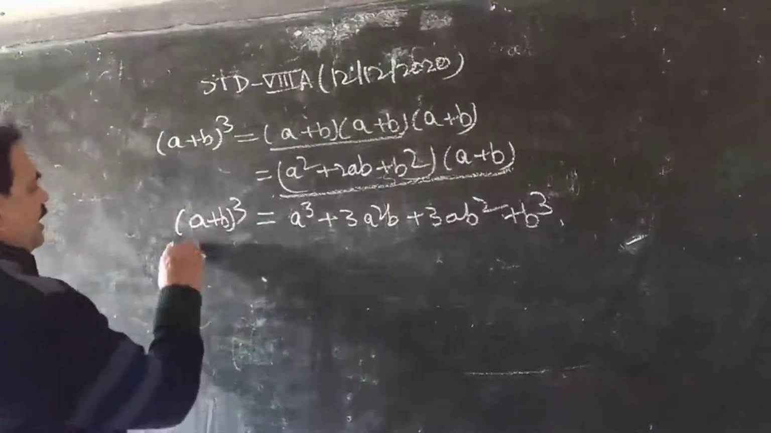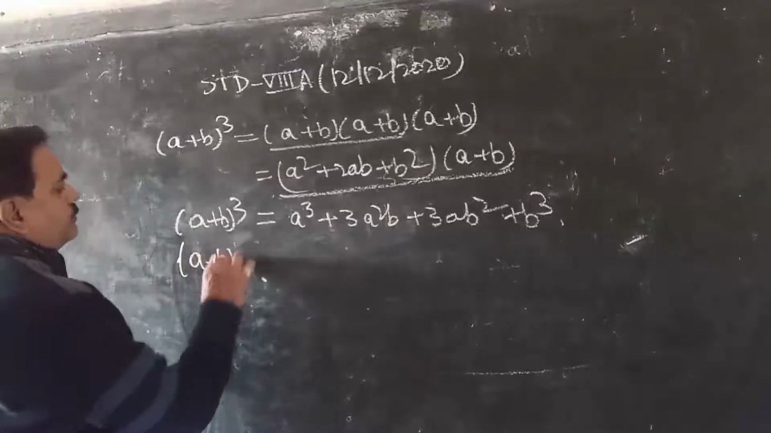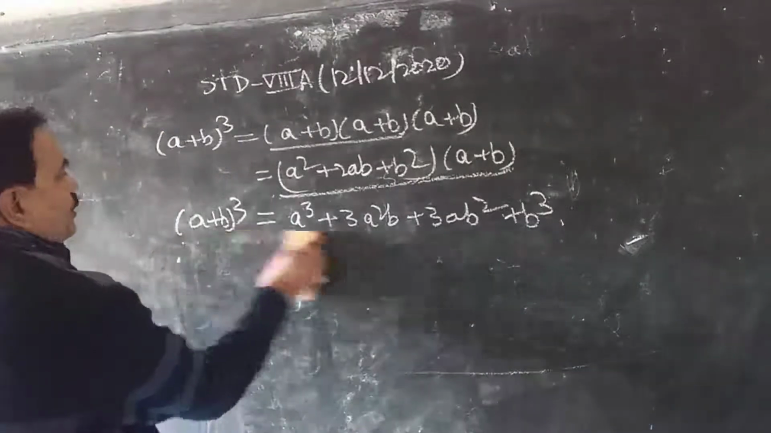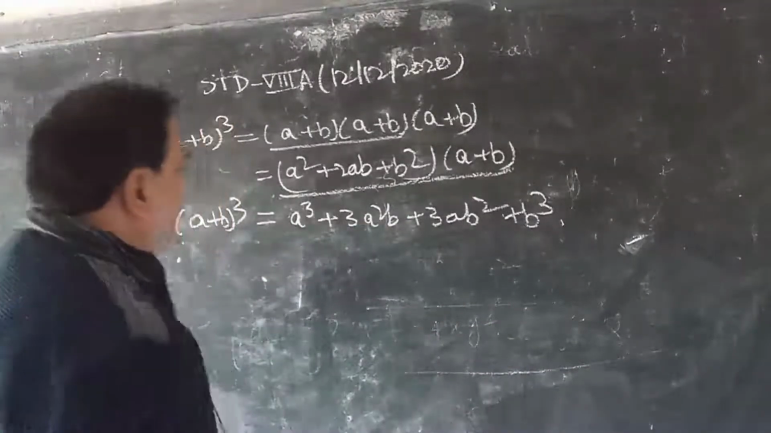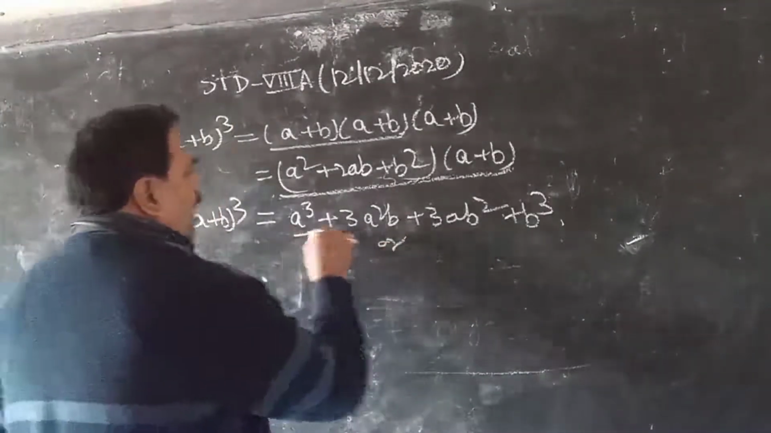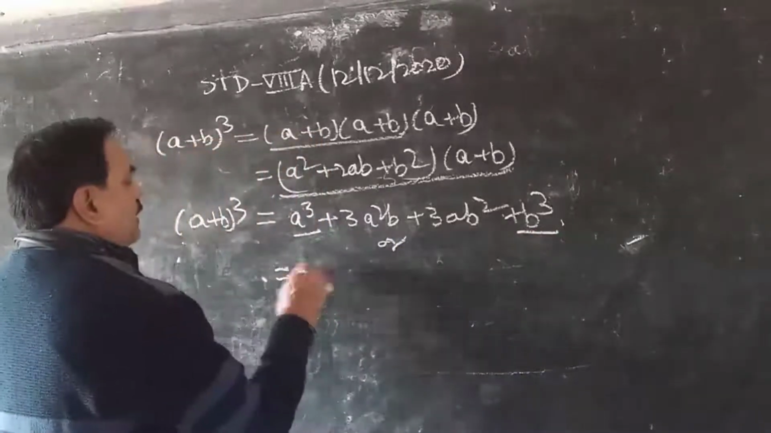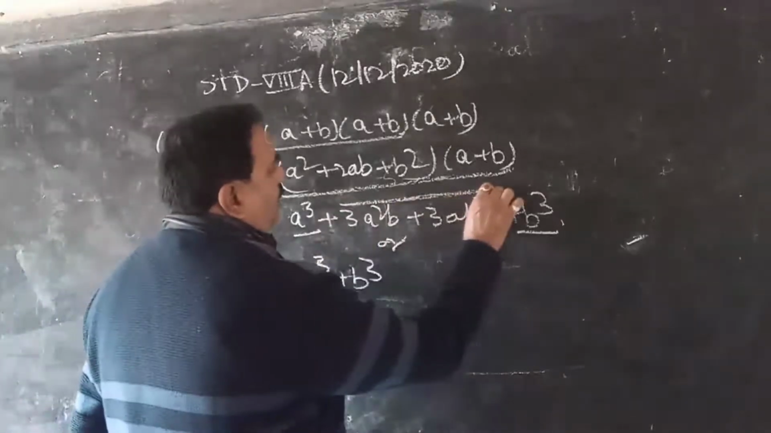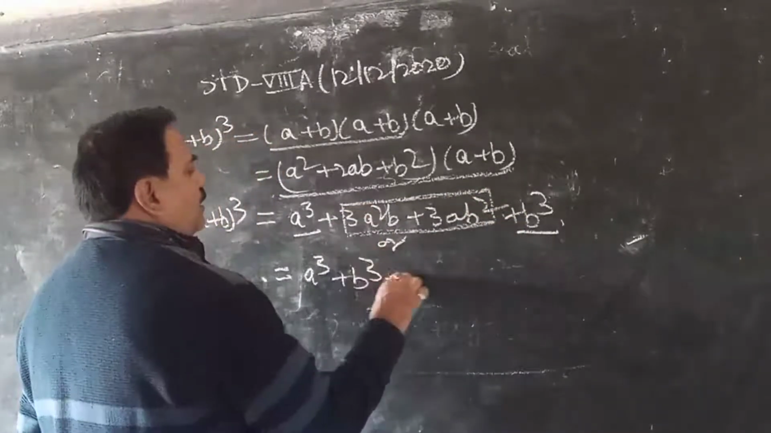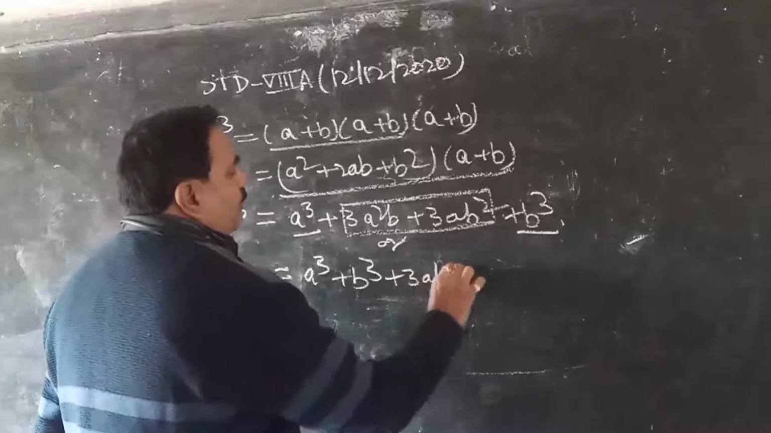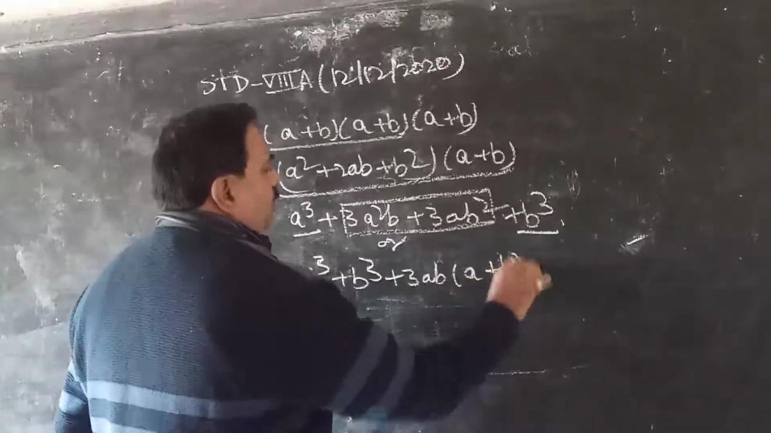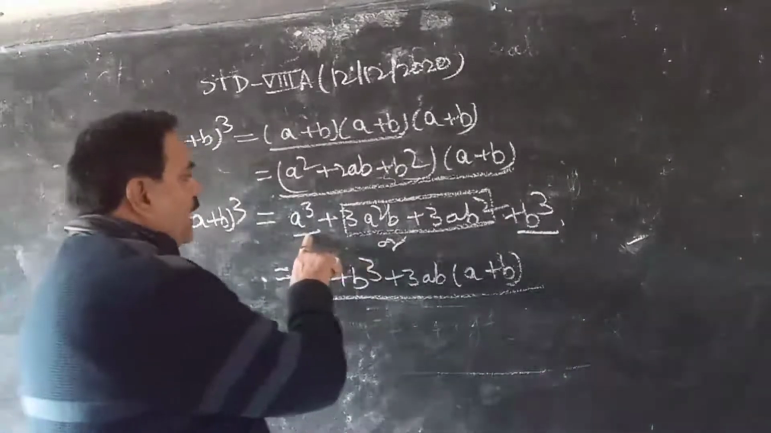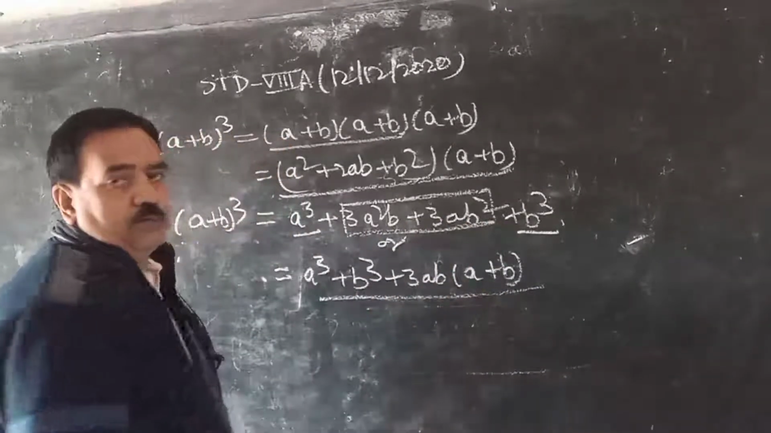Similarly, (a - b) whole cube. So one more, see here, (a + b) whole cube. This is the formula, and we can write it in another form also. Write a cube plus b cube together, and take common in these two. What is common here? 3ab common. What is left? a plus b. So we can write this form also.